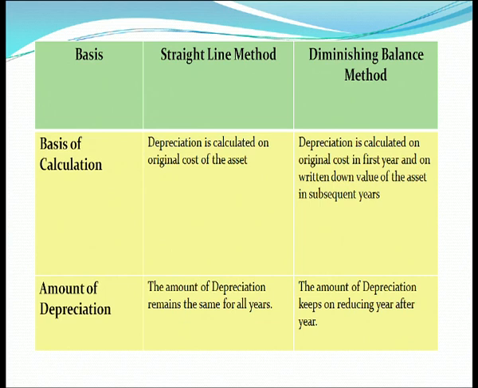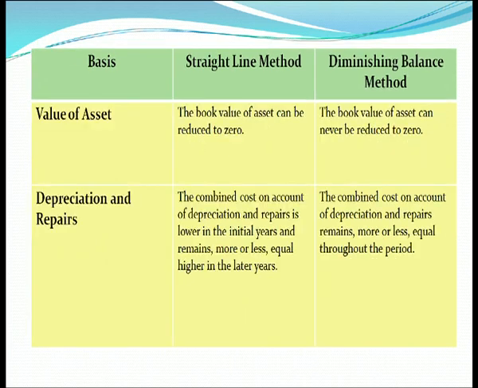Second basis in terms of amount of depreciation. The amount of depreciation remains constant, and you have also understood and seen it in the example that the amount did not change because it was calculated on the original cost. Whereas in case of the diminishing balance method, the amount of depreciation keeps on declining, it keeps on reducing year after year.